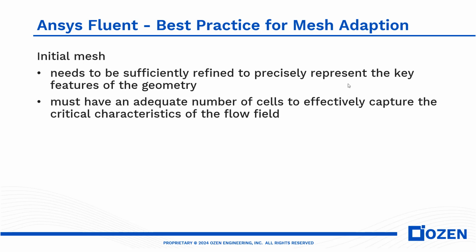For example, in video one where I talked about the pressure drop, we saw how a coarse mesh could over-predict the pressure drop. So be sure to start with a good enough quality of the mesh, not only the minimum orthogonality, but also these two features: a good representation of the geometrical features and of the essential characteristics of the flow field.